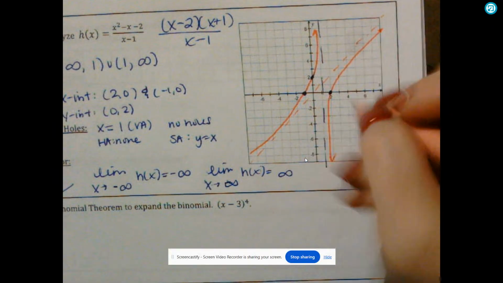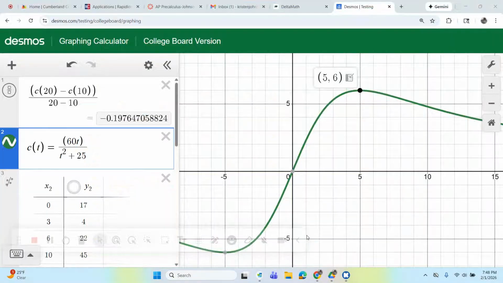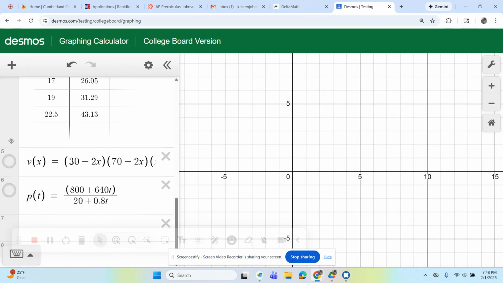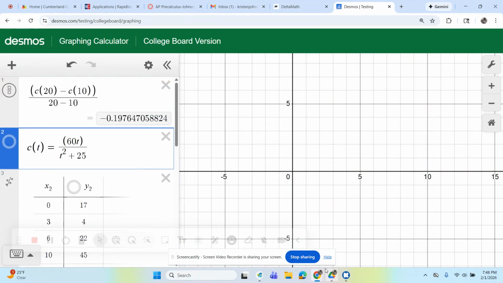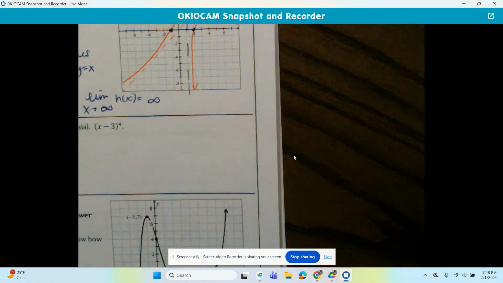And like so. If you were to actually graph that, I think I might have graphed that. Let me see. All right, we're done with this. No, I didn't. Thought I did. Okay. I know it's calculator inactive. I'm just saying you could see that on there as well.